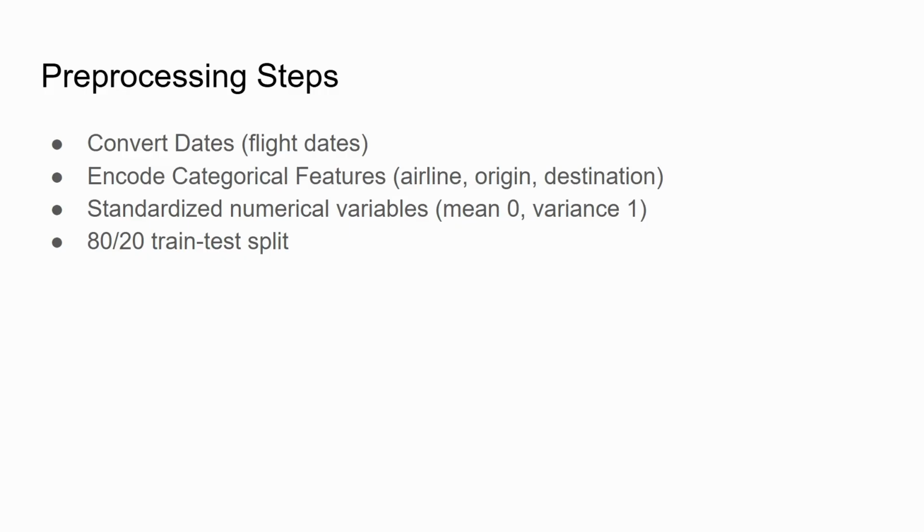So for the pre-processing steps, before training the models, we first converted the flight dates into a numerical format so they could be used by the model. Second, we encoded the categorical features to numbers like the airline, origin, and destination. And then thirdly, we standardized the numerical features so they had a mean of 0 and a variance of 1. This is important for the gradient-based algorithms. And then finally, we did an 80% training set and a 20% test set to evaluate performance on unseen data.